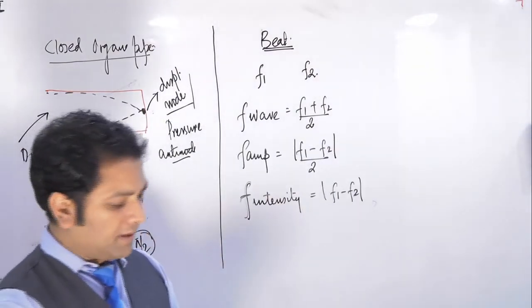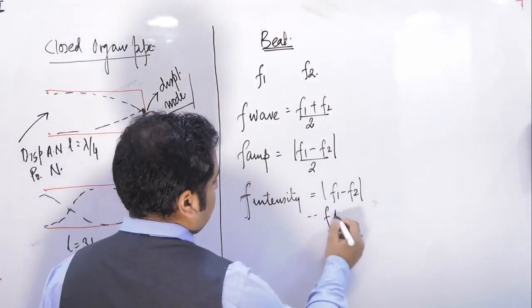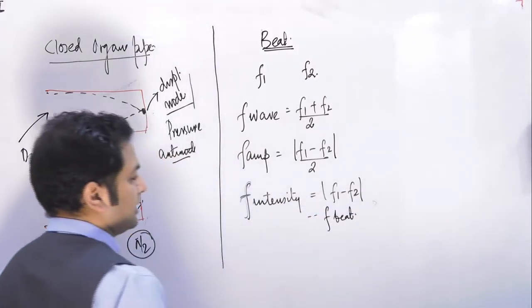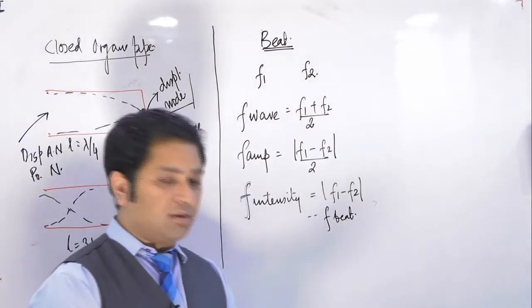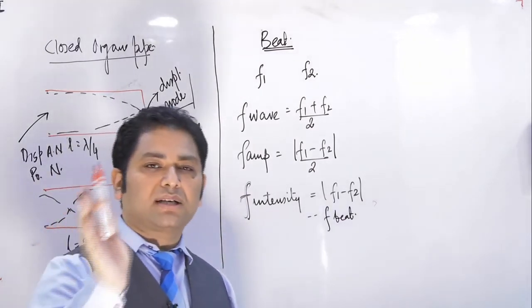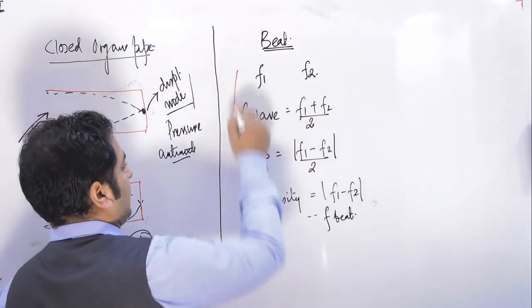And you have to remember one thing: this frequency of intensity is itself called the beat frequency. So the meaning of beat frequency is the frequency of intensity. But what does that signify? Let me try to show it. I'll show it with the help of a picture.